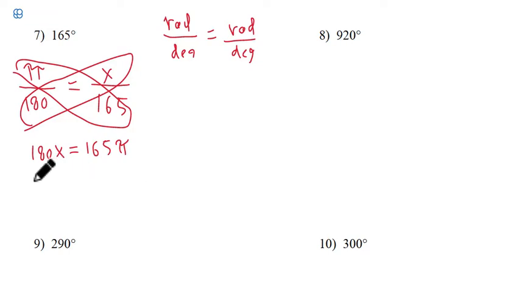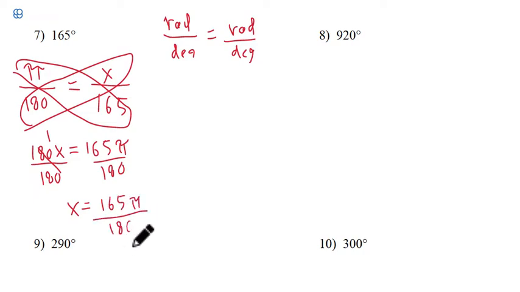To solve for x, I'm going to divide both sides by 180. This cancels out to become a 1, and then I'm going to have x equals 165 pi all over 180. From here, it's just about simplification. So I got to think what goes into both.